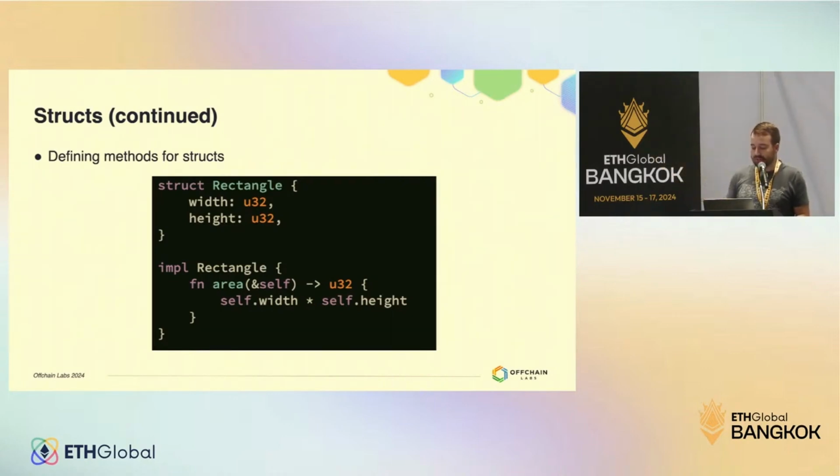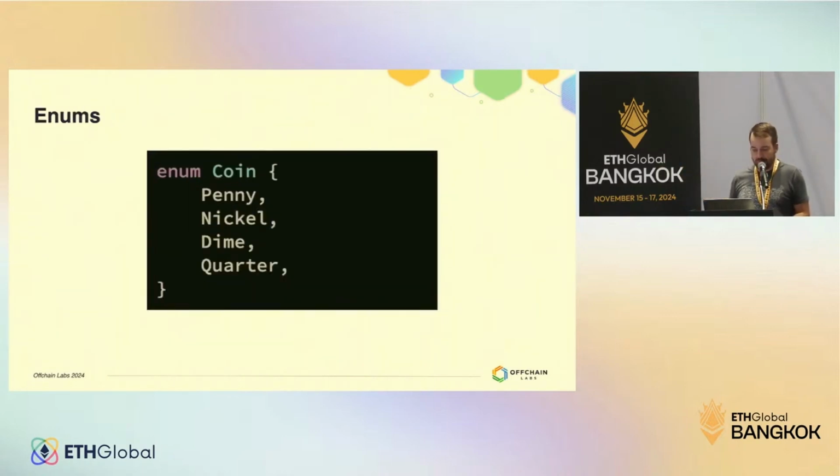And &self is a reference. That's just a reference to the instance of the rectangle itself. So that's always the default first parameter on the method. So that's very straightforward. self.width times self.height gives you the area, which returns a u32.